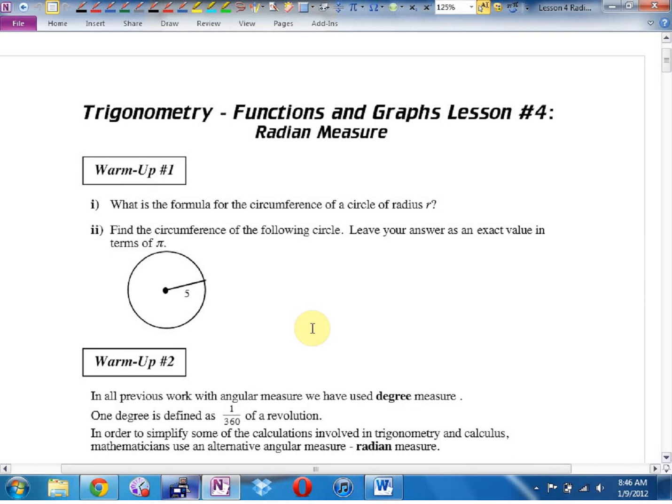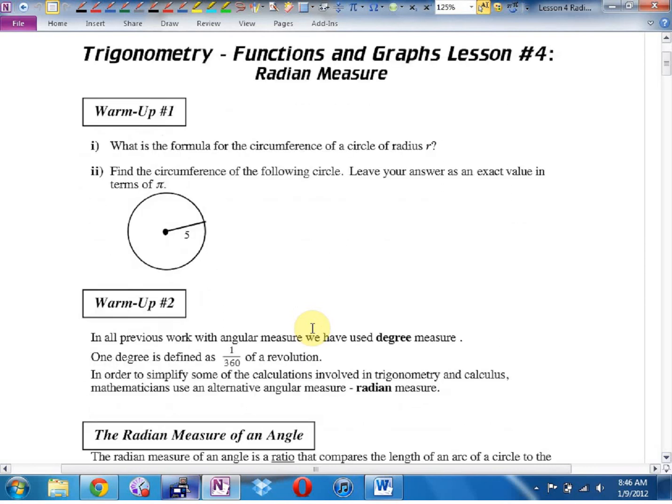Starting out, warm-up number 1. What's the formula for the circumference of a circle of radius r? Well, symbol for circumference is that. What is the circumference of a circle? What's the equation? Pi r squared is area. What's the circumference? Anybody know it off the top of their head? 2 pi r. In fact, if they wanted me to find the circumference of this circle, I could say c equals 2 times pi times 5. And I told you that your test was going to be non-calc.